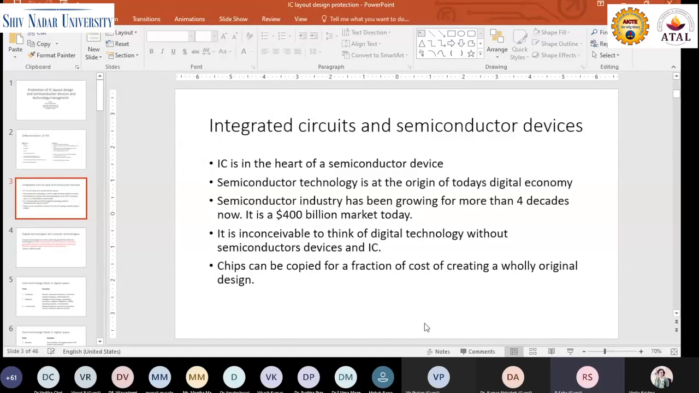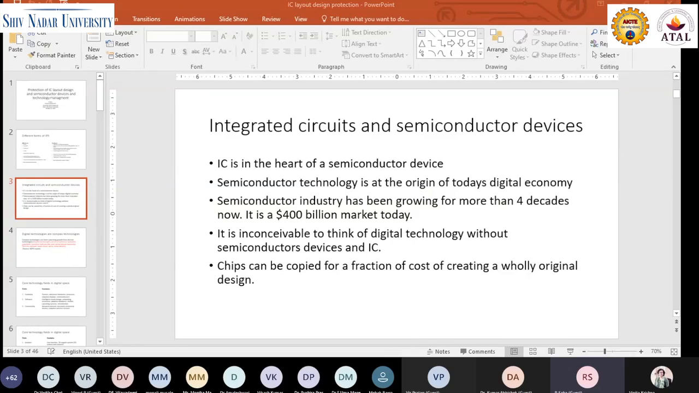Semiconductor technology is at the origin of today's digital economy. In fact, it's a common cliche that whenever we talk about the digital economy in today's context, all the time what we are talking about is software. But please remember that for any software to work, it needs hardware, and that hardware is usually a semiconductor device. What a semiconductor device contains, we will see a little later.